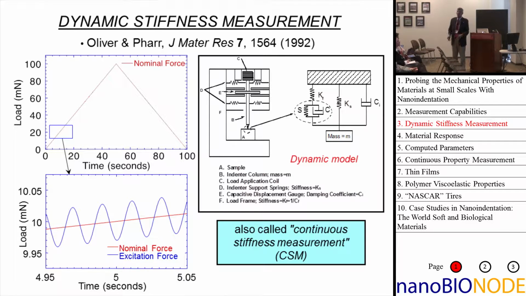The data, you'll go ahead and publish it because you won't know what happened to you, but it will be wrong. So understanding your machine dynamics is extremely important. I would also point out that this technique on what is now Agilent, was MTS, and it started off as Nano Instruments machines. It's called continuous stiffness measurement, and it's a very, very valuable measurement technique.